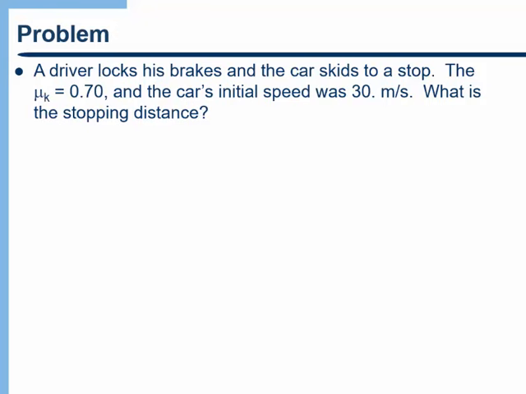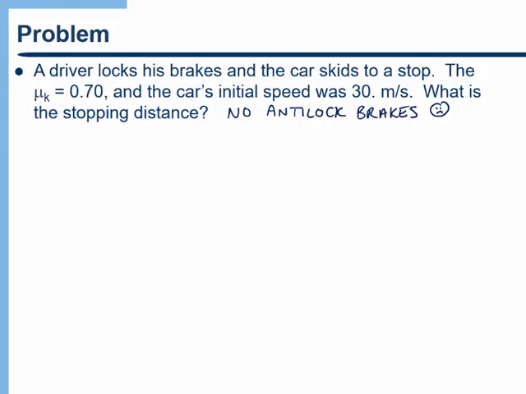The first thing we want to notice in this problem is that this car doesn't have anti-lock brakes. We know that because the car skids. So unfortunately, no anti-lock brakes. The car is going to skid to a stop, and we want to understand what the stopping distance is. So let's think about what we know and what we don't know. This is again a problem where we're going to have to use both Newton's laws of motion and kinematics.